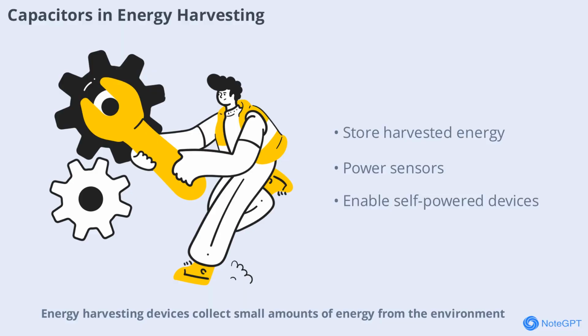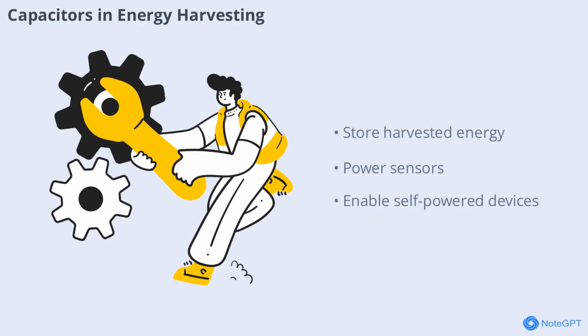Energy harvesting devices collect small amounts of energy from the environment, such as vibrations or light. Capacitors store this energy and release it when needed, powering sensors and low-energy electronics. This approach supports the development of self-powered devices and the Internet of Things.